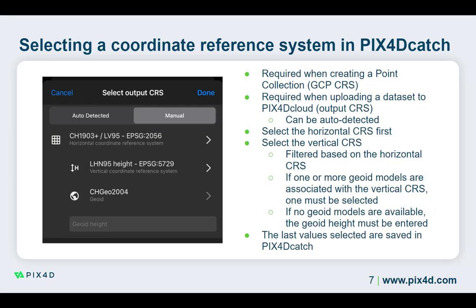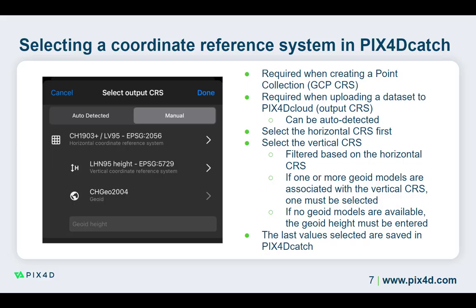You must follow a set procedure to select the coordinate reference systems in Pix4Dcatch, whether defining the GCP CRS for a point collection or the output CRS when uploading a dataset to Pix4D Cloud. First, you must select the horizontal CRS from the list. You can search to find the correct CRS from the list, ideally using the EPSG code for precision. No filtering is applied for the horizontal CRS. Once you have defined the horizontal CRS, you can select the vertical CRS. The vertical CRS will be filtered based on the horizontal CRS. Select the appropriate vertical CRS.